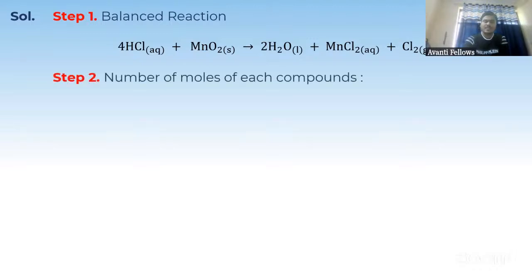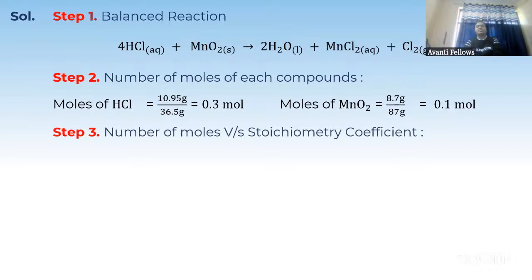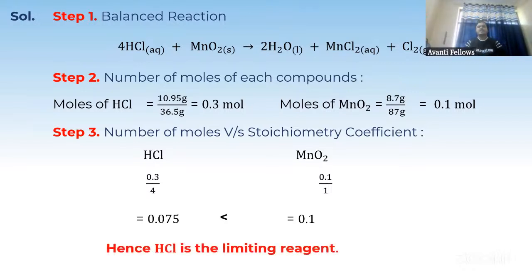Now in the second step, the number of moles of each compound. The moles of HCl is 0.3 mole. The moles of MnO2 is 0.1 mole. In the next step, we divide the number of moles by the stoichiometric coefficient. For HCl we have 4 moles, so its value comes out to be 0.075. For MnO2 the value comes out to be 0.1. Obviously 0.1 is greater, so HCl is the limiting reagent.